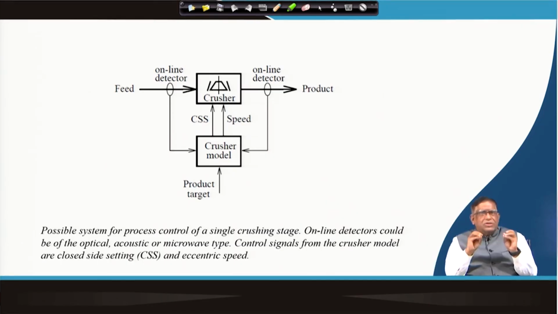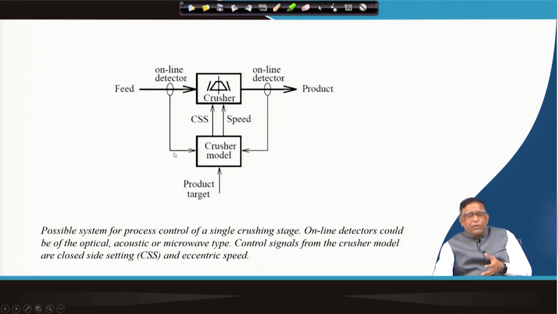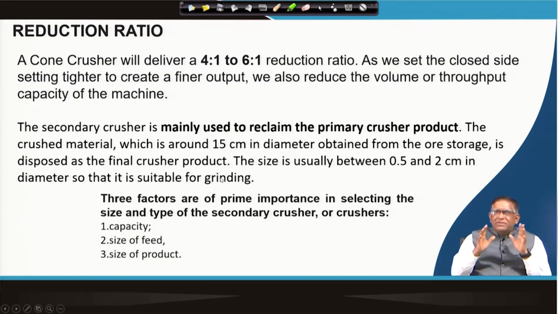So, what parameters will you be detecting, and from that you can develop what is called a crusher model. This is done in the industry. If you get a little interest in it, you will know the physics and how the engineering is done over there. The most important thing is that a cone crusher will deliver a 4:1 or 6:1 reduction ratio. Now, the tighter the closed side setting, the finer the output created.